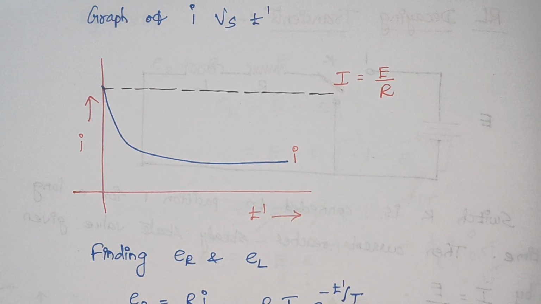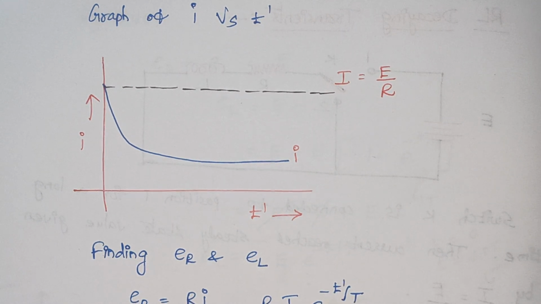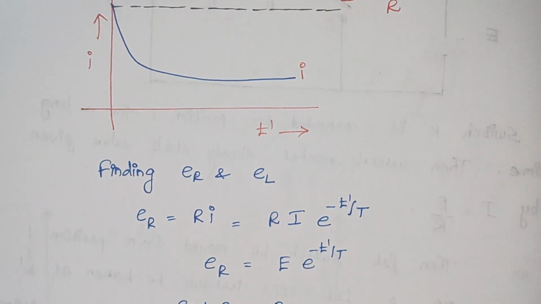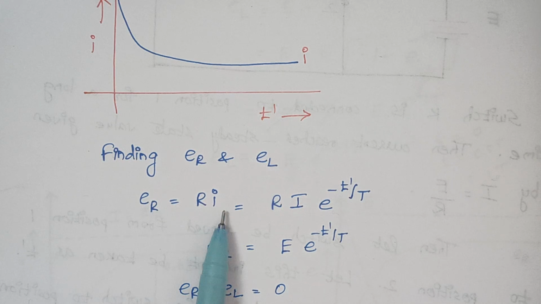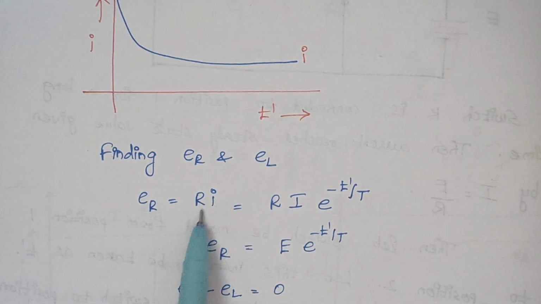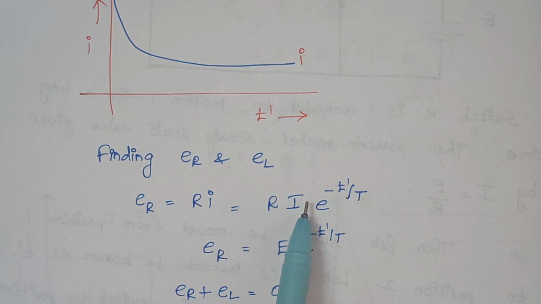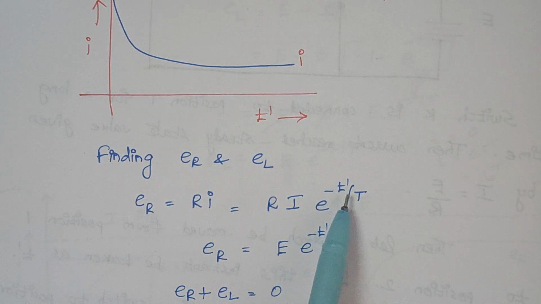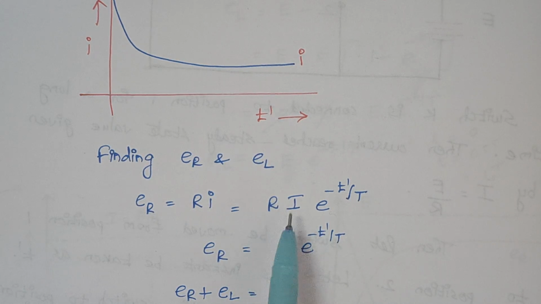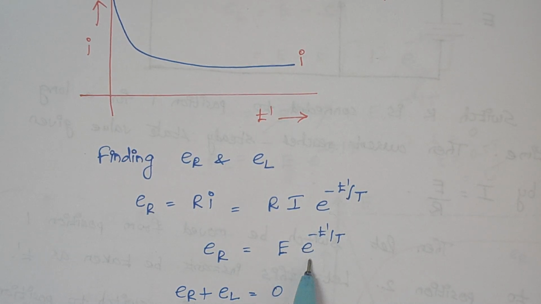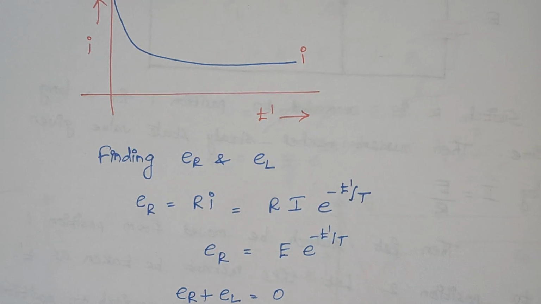Now the next thing is to find the voltage drop across the resistor and inductor. The voltage drop across the resistor is given by I into R. R you write as such, and for I we have the expression I into e to the power minus t dash by T. Similarly, E R is nothing but I into R, which is E, so E R is E into e to the power minus t dash by capital T.